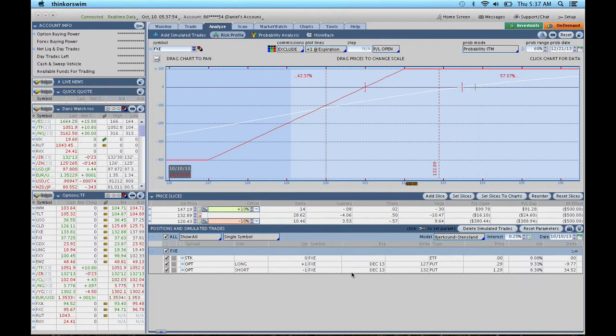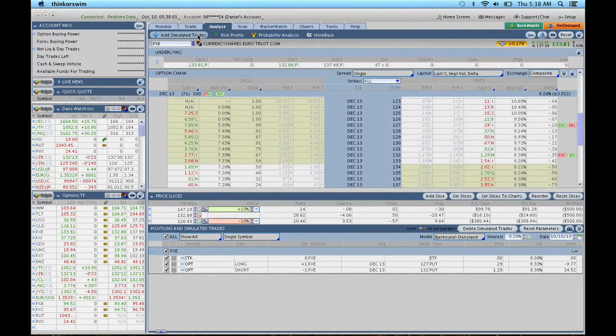But we're out into December on this vertical, so we have about 72 days or so on the day that I entered the trade. You can see here, so we have 71 today.